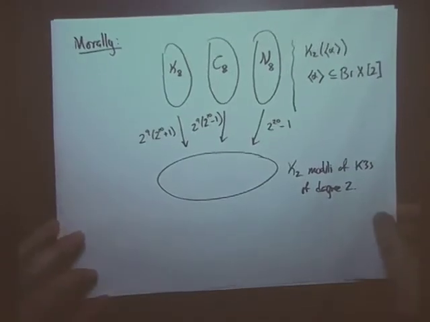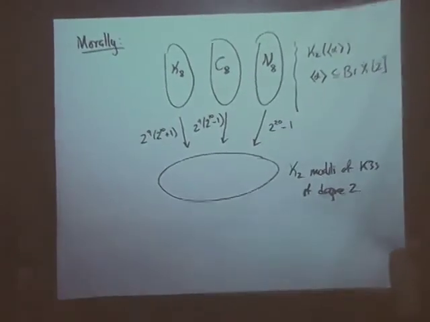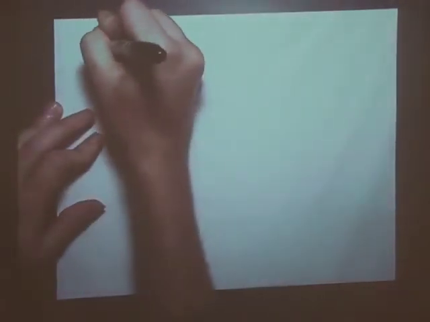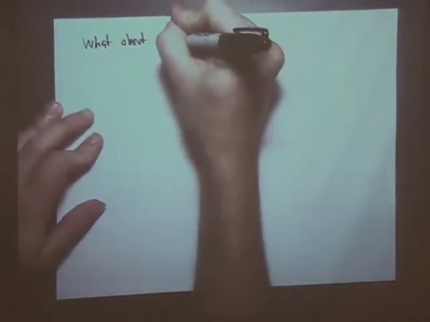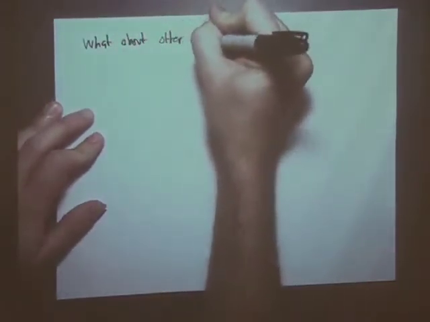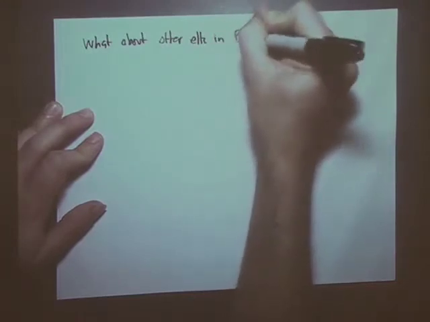And so this sort of prompts a whole slew of questions. So, okay, what about other elements? And what about degree not 2? We focused on 2-torsion and degree 2 K3 surfaces, but what happens if you keep going? So what about other elements in Br X?